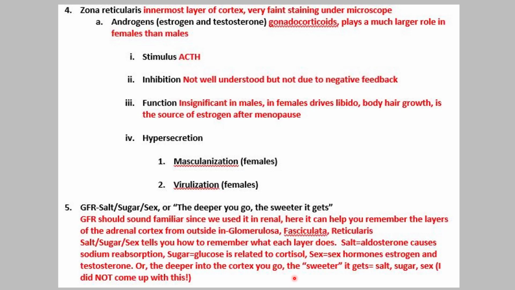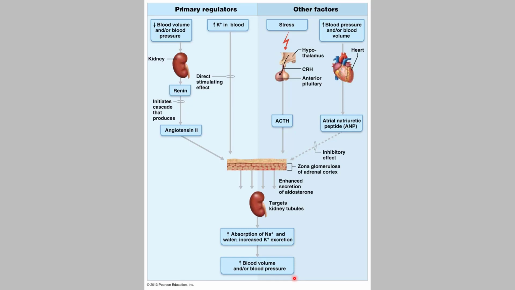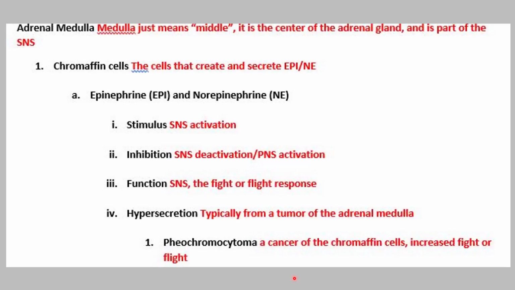But remember, the adrenal cortex has 3 layers, but it's not the entire adrenal gland. We also have the adrenal medulla. Medulla just means middle. This is the core of the adrenal gland, and it is a part of your sympathetic nervous system, if you think back to Bio 137.